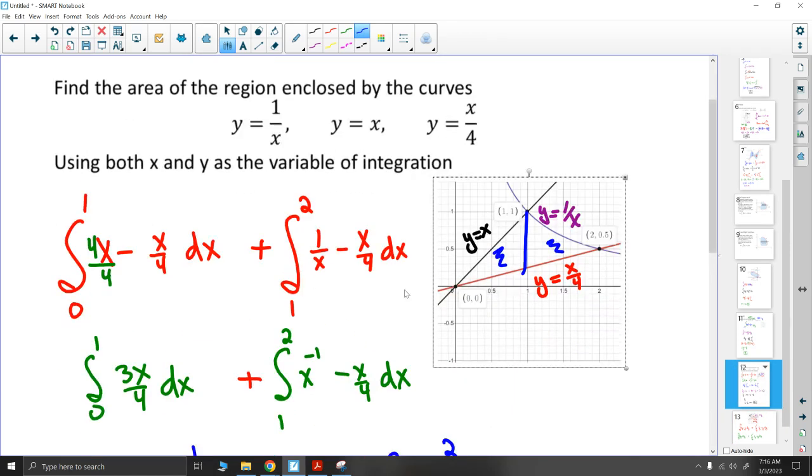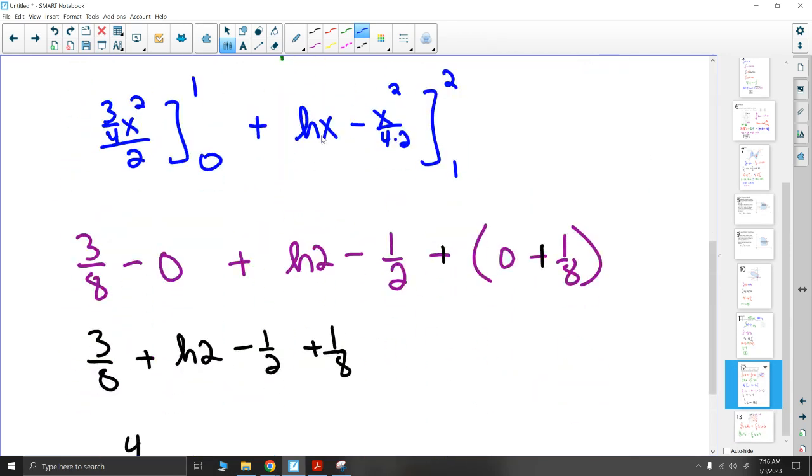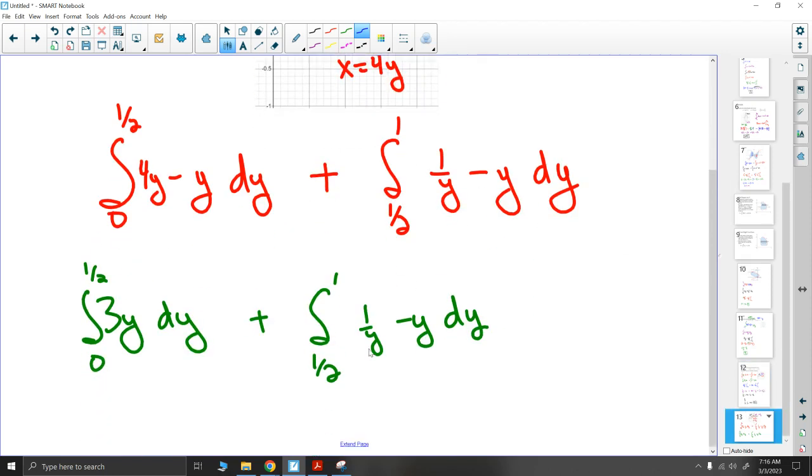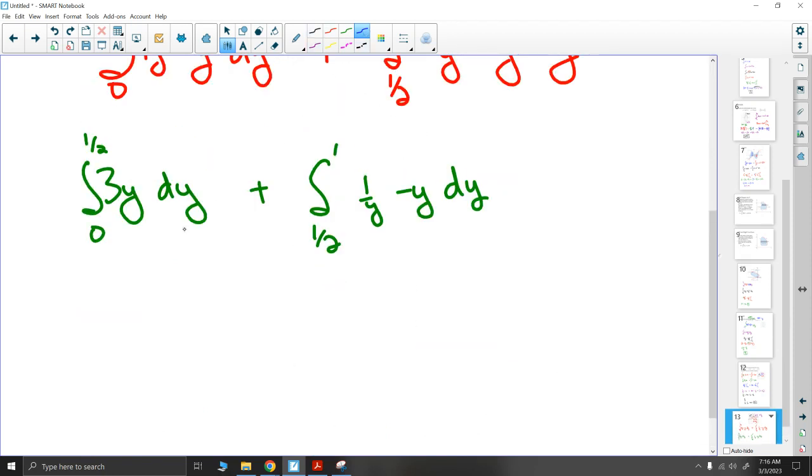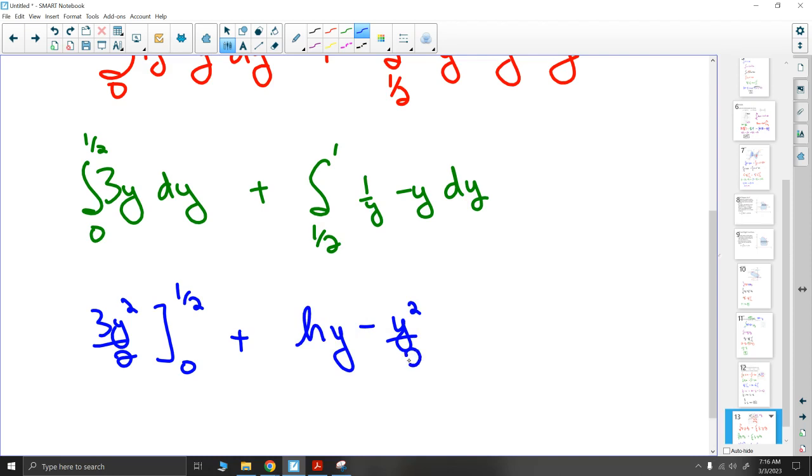I should note on the previous one, when I did natural log, it should have been of absolute value, but because we're positive, I didn't mention that. This is only positives anyway from 1 to 2, so I didn't have to do an absolute value. The same thing applies here. It's from 1/2 to 1, which is strictly positive anyway, so we don't need the absolute value symbol. So this would be 3y squared over 2 from 0 to 1/2, plus natural log of y minus y squared over 2 from 1/2 to 1.